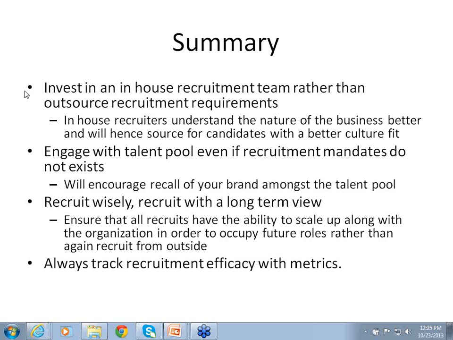I think Mr. Sandeep has asked a question. Is there a formula to measure quality of hire? Which is what I said. How do you measure quality of hire?